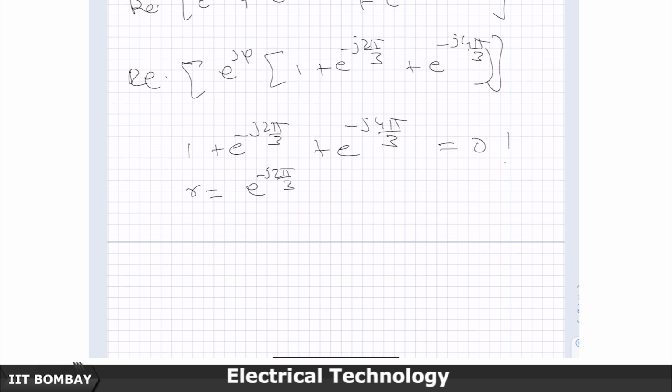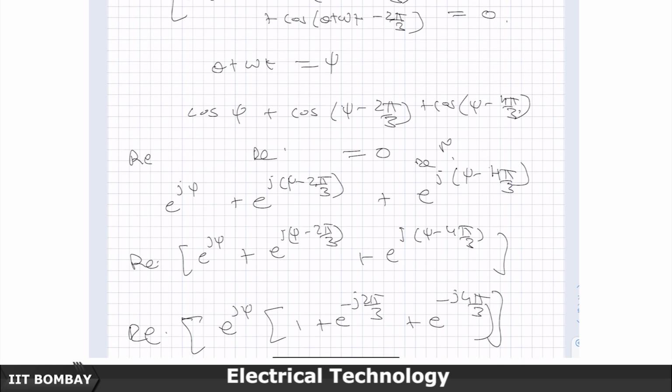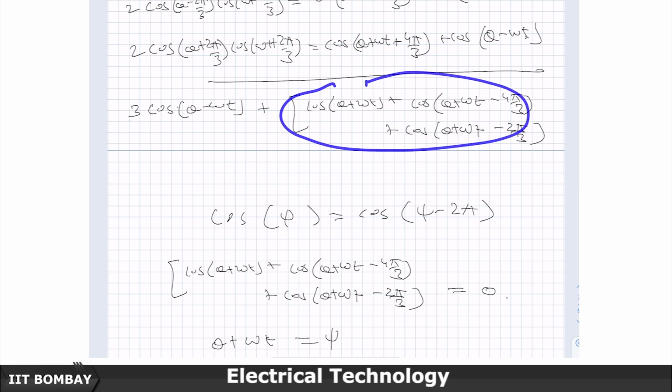Then this expression is 1 plus r plus r square, and this is a geometric series. So, it is 1 minus r cube upon 1 minus r, having 3 terms. If I substitute for this, it is 1 minus e to the power minus j 2 pi upon 1 minus r, but e to the power j 2 pi or minus j 2 pi is 1. So, therefore, this is 1 minus 1 by 1 minus r. So, it is 0. Therefore, this thing sums to 0.